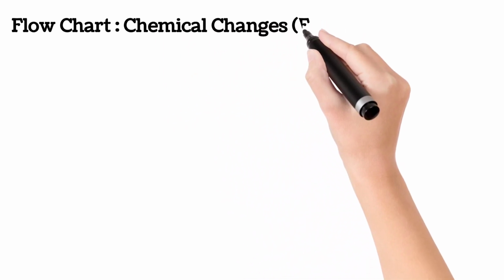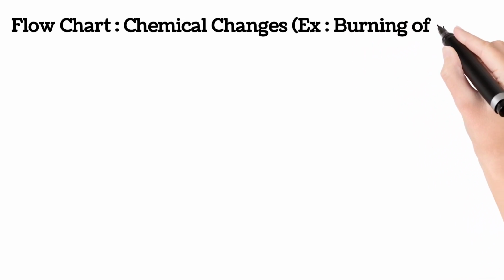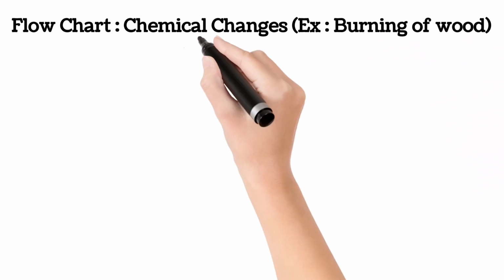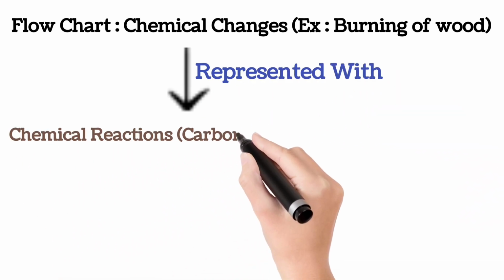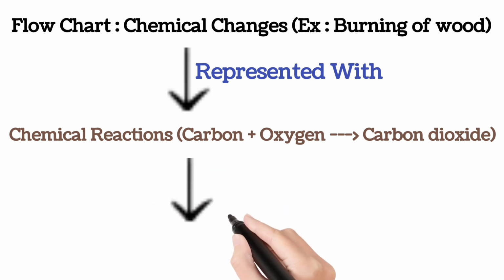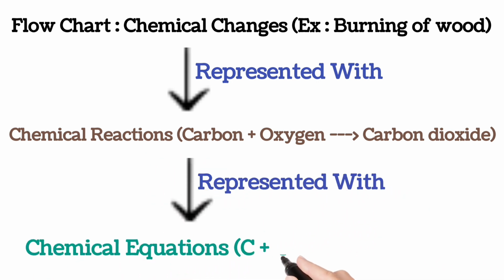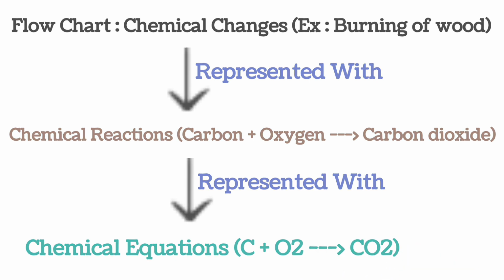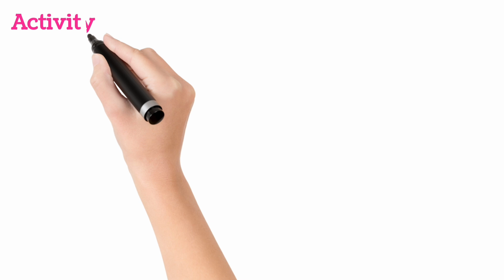Now let me draw a flowchart for this. For example, let me take a chemical change. Burning of wood is represented with the help of a chemical reaction. For example, carbon plus oxygen gives rise to carbon dioxide. And again, chemical reactions are represented with the help of chemical equations. For example, C plus O2 gives rise to CO2. Based on the above knowledge, let me explain some activities.